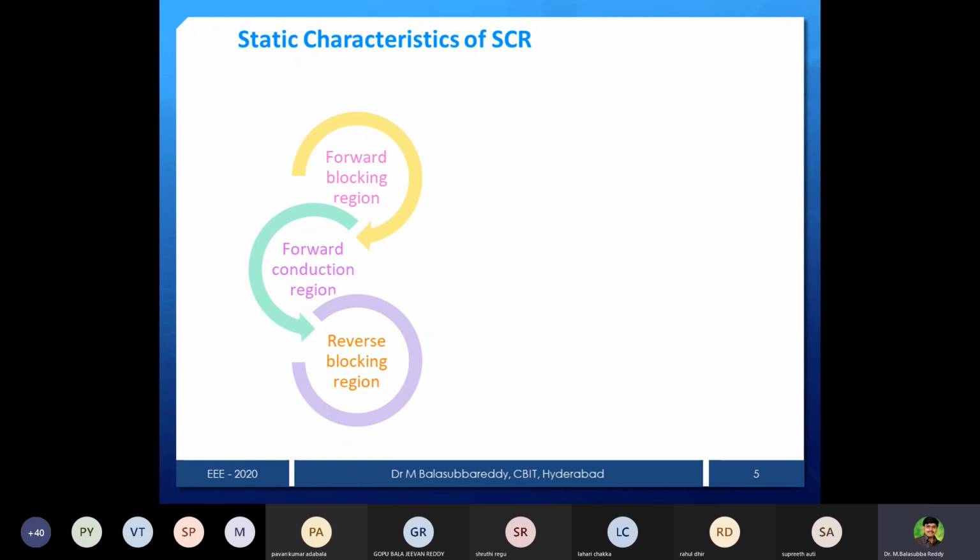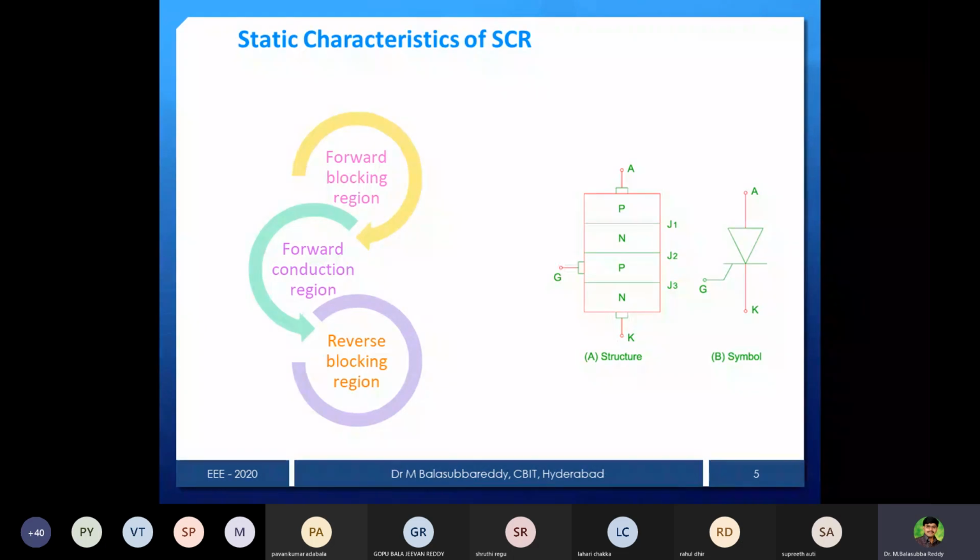And third one, reverse blocking region. So under reverse bias condition, what are the characteristics? So these are the three modes of operation, or three regions of operation. Now this one is the structure of an SCR. So what is the structure? As I mentioned, SCR means a 4 layer, 3 terminal, 3 junction semiconductor device or a switch.